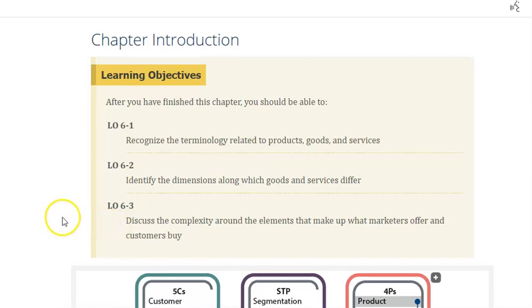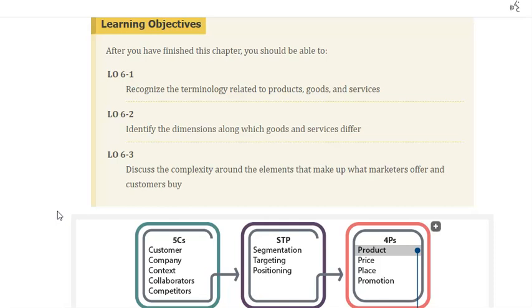Identify the dimensions along which goods and services differ. This might have been helpful to know for your positioning statement, but it is really important that you understand that these dimensions that we're looking at here are really based on the choices we have as consumers. And it's important to recognize those and understand how they're looking at it. And then you want to discuss the complexity around the elements that make up what marketers offer and what customers buy.